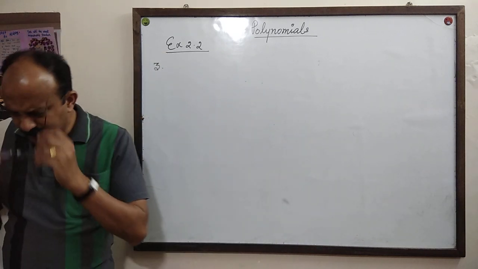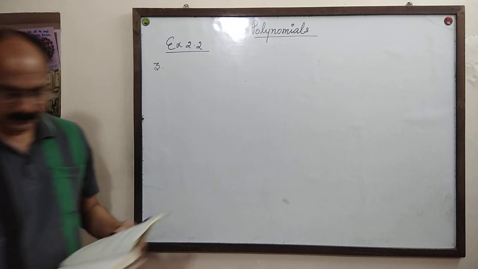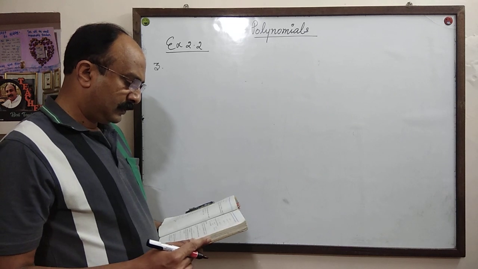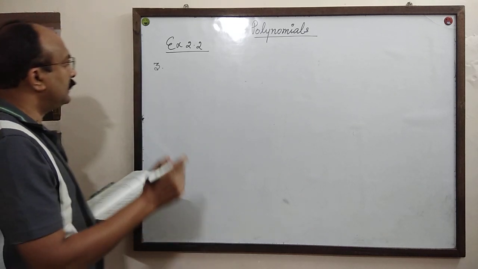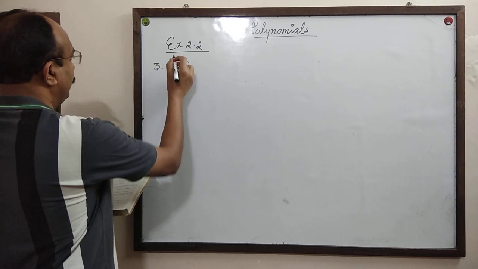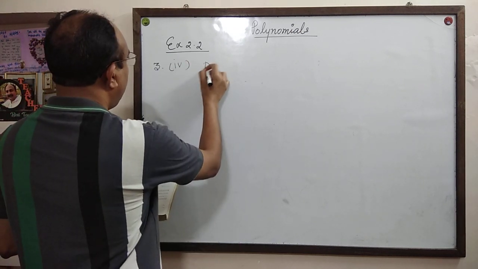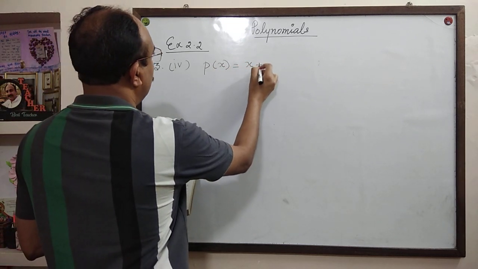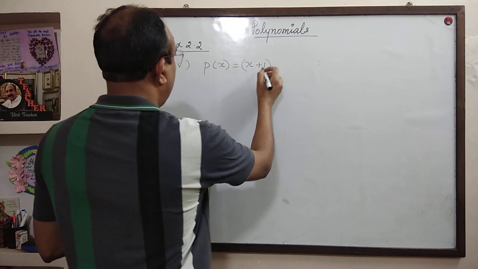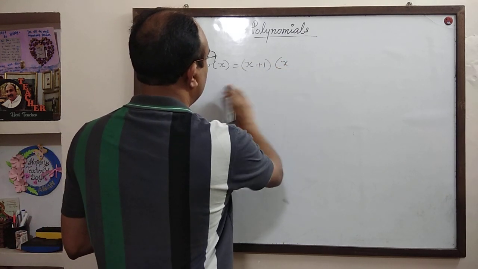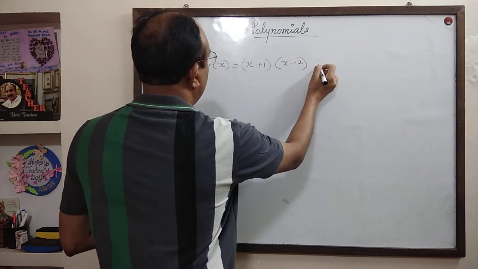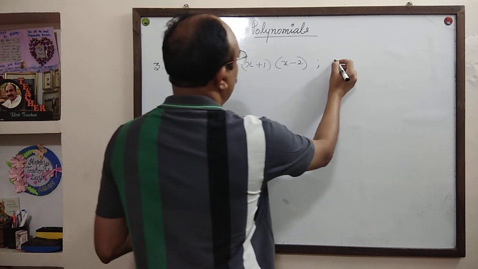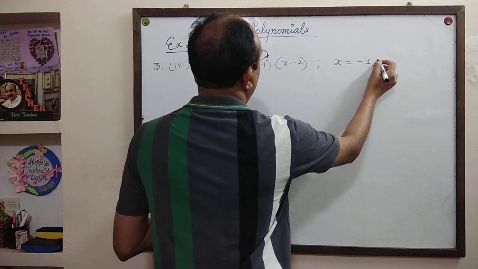And the next question is, I'm doing the next question also, question number 4. It is P(x) equal to (x plus 1) into (x minus 2). (x plus 1) into (x minus 2), and the values of x are minus 1 comma 2. x is equal to minus 1 comma 2.